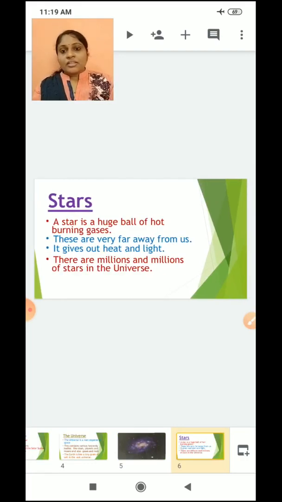Next, let us learn about stars. Star is a huge ball of hot burning gases. These are very far away from us and it gives out heat and light. There are millions and millions of stars in the universe.